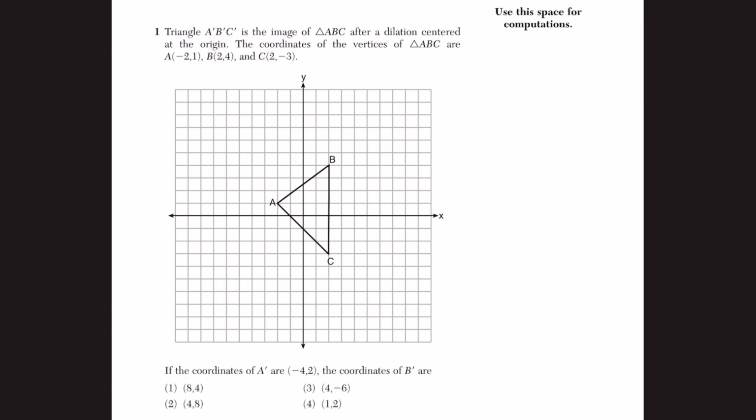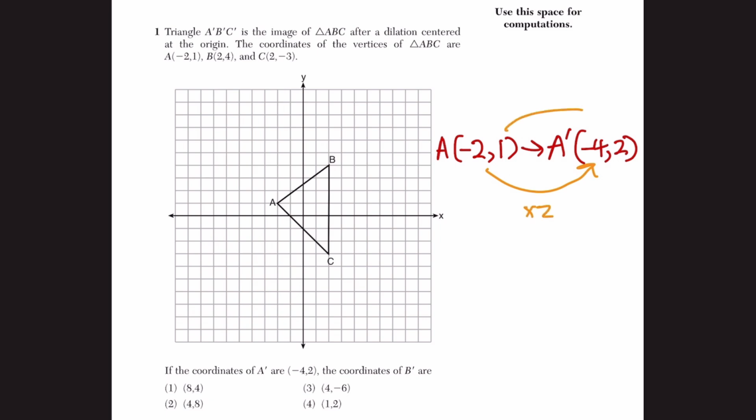Okay, so for this question, we're given A and A prime, and we know it's a dilation. So using those two coordinates, we can find the scale factor that was multiplied to A to get A prime. So here are the coordinates. Okay, so what times -2 gives you -4? It's times 2, right? And then 1 to 2 is also times 2. So the scale factor here is 2.